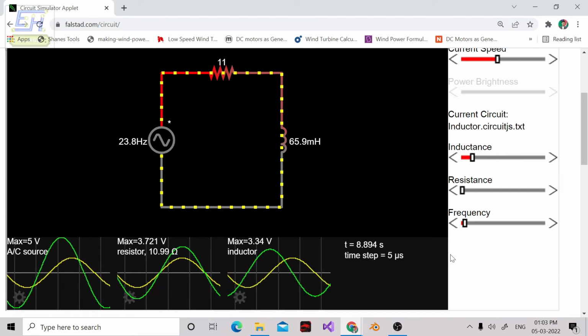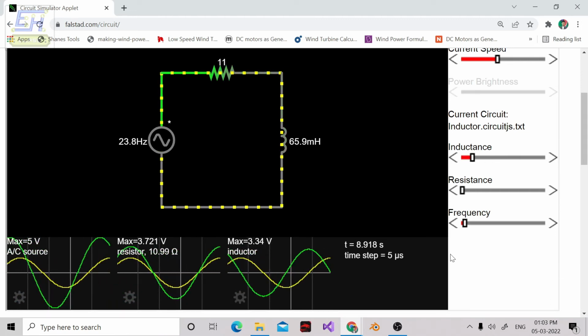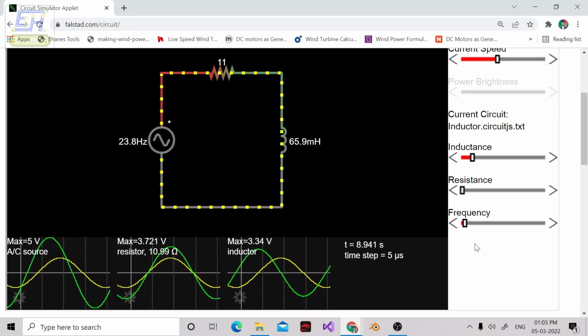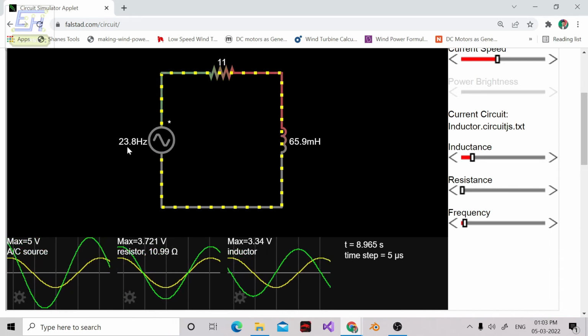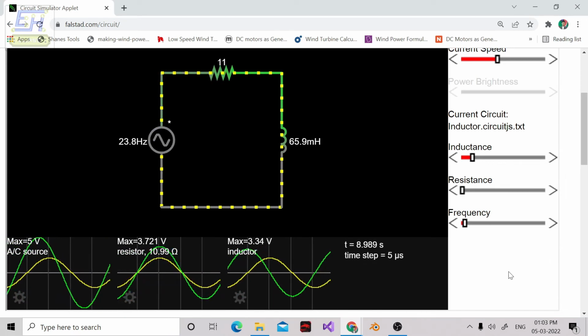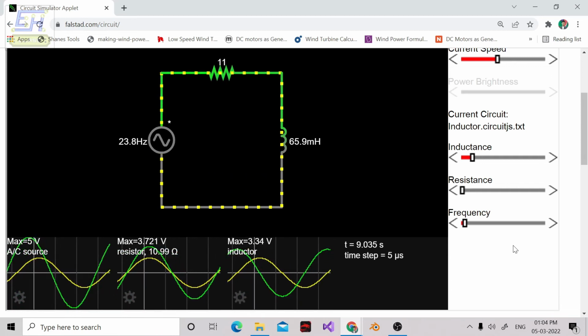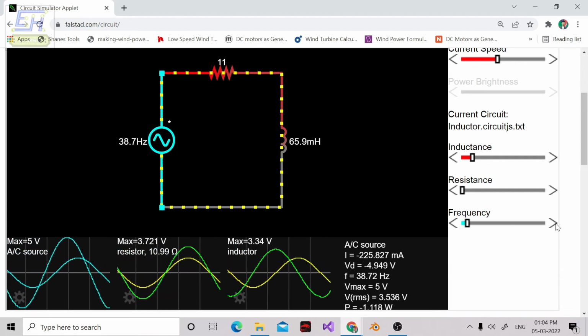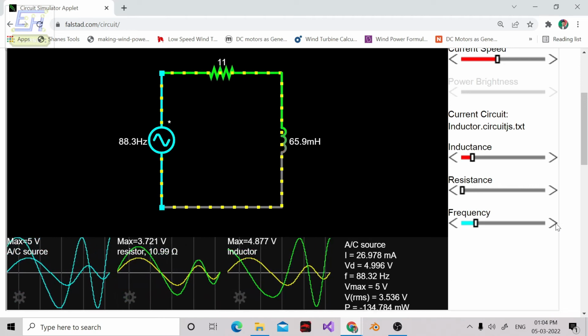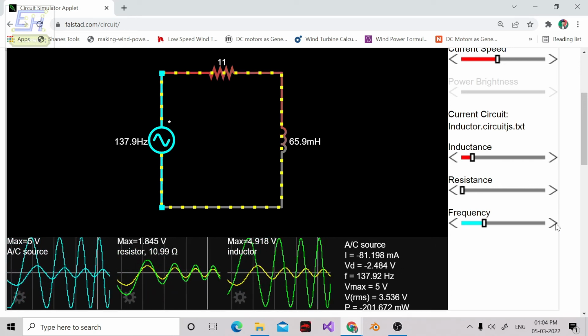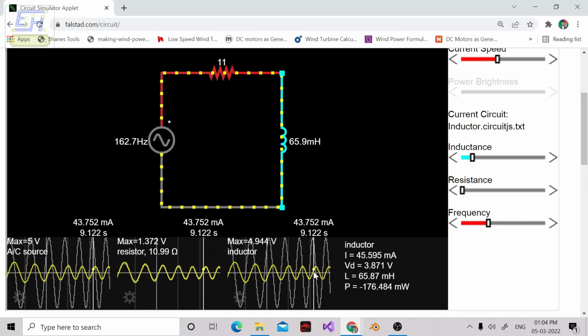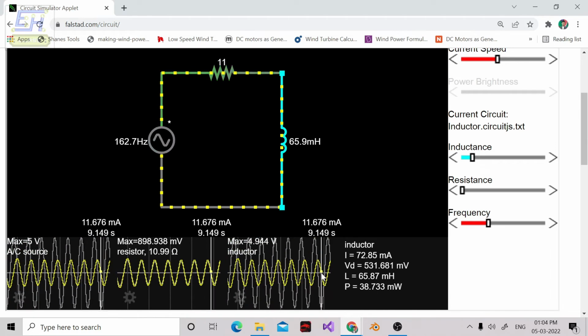Finally, let's see the effect of frequency on the circuit, how it behaves. At a particular frequency of 23.8 hertz, you can see this much amount of current is flowing through the circuit. Now when I increase the frequency, what will happen? Let's slowly increase the frequency. As I am increasing the frequency, you can see that a much lower current is flowing. The current has reduced drastically.